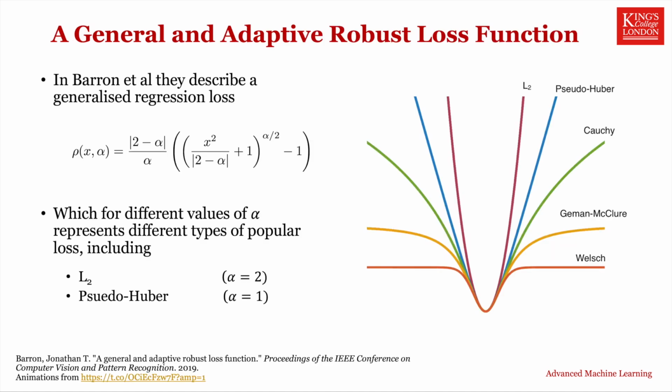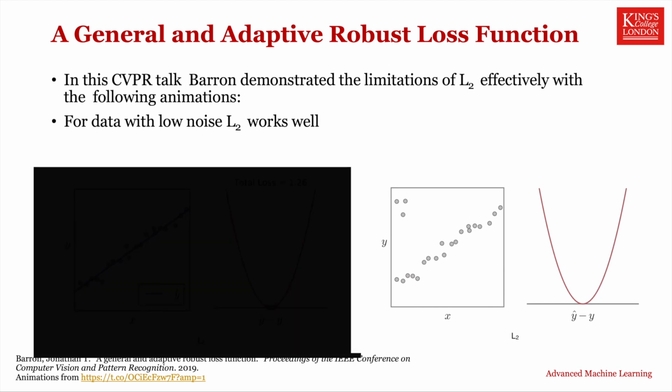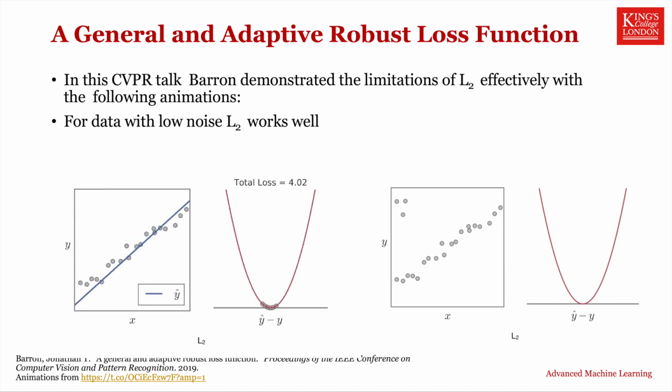Further, in Barron et al., which is linked at the bottom here, a generalized regression loss was proposed, which for different values of alpha reduced to different types of loss, including L2 for alpha equals 2 and a pseudo-Huber, or smooth L1 for alpha equals 1, where in his CVPR talk where he introduced this concept, Barron demonstrated the limitations of L2 effectively with the following animations.